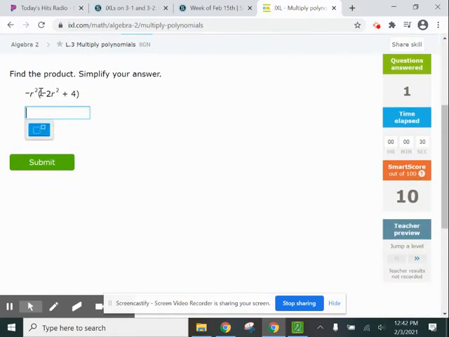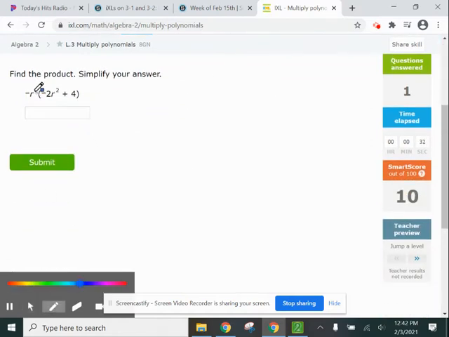This one you're distributing. So you're going to take this and you're multiplying. You're going to distribute that through.